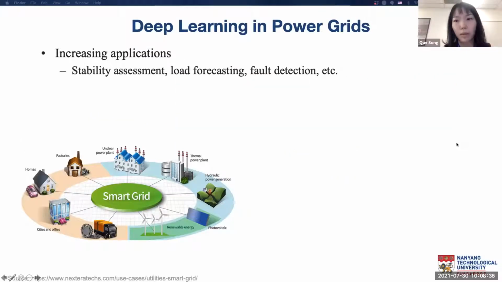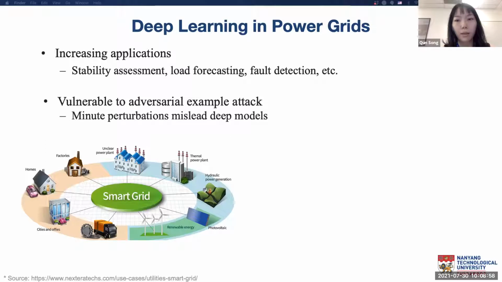Nowadays, the traditional power grids are evolving into smart grids to deal with new challenges caused by the deployment of renewable energy, distributed generation, demand response, and so on. Deep learning technologies are increasingly adopted for enhancing various smart grid capabilities, including stability assessment, load forecasting, and fault detection. Although deep learning shows appealing efficiency in learning the sophisticated patterns from the big data generated by the power grids, these deep models are also vulnerable to adversarial examples.